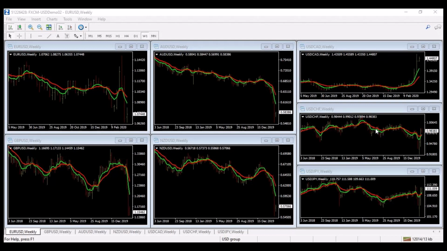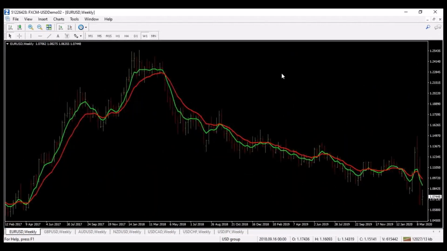The dollar Swissy is trying to go up, but we have a lot of resistance in the way. And the yen's the same way. The dollar yen's the same way. It's trying to go up, but we have some resistance in the way. So let's just take a look one by one and see what we've got here.